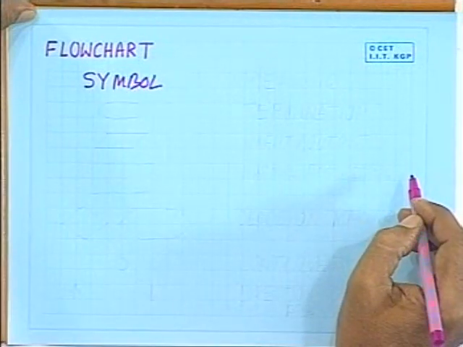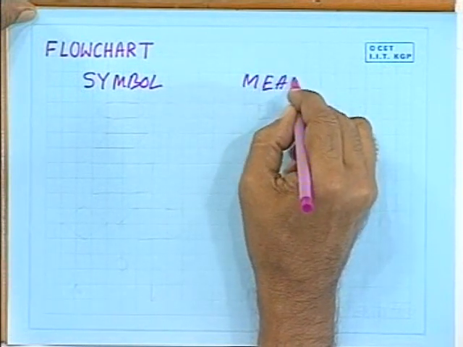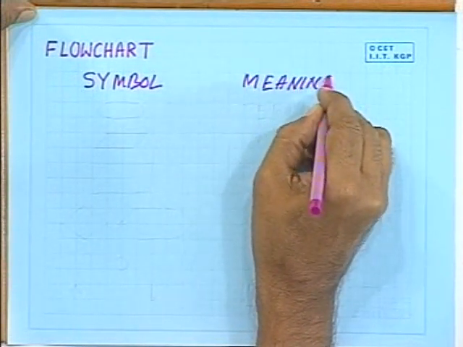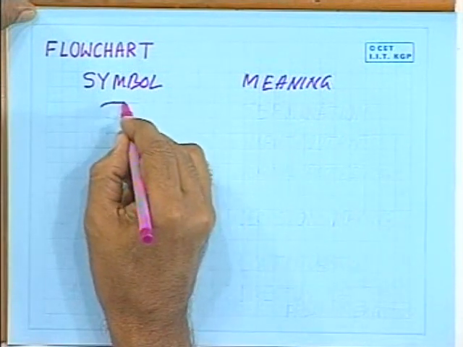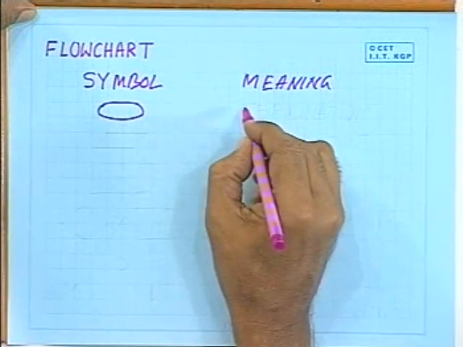These are the symbols used, and the meaning of each symbol I shall write here. For example, an ellipse. Ellipse is used essentially for termination.